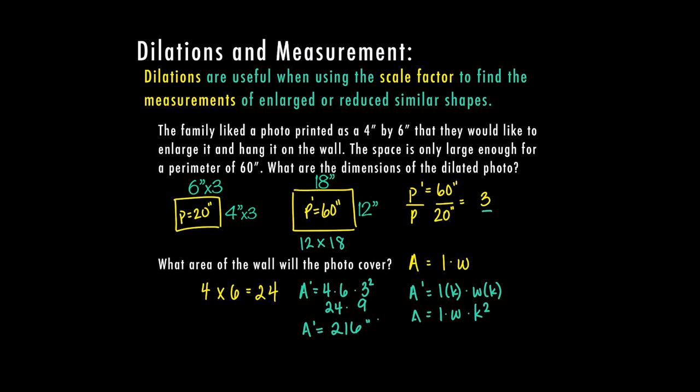So the perimeter is 3 times. The area is 9 times because I had to multiply both my length and my width times 3 and then multiply those together. And if you multiplied 12 times 18, you would also get 216.